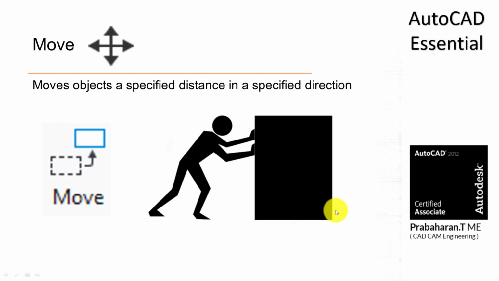We are going to move the objects you have drawn on the screen. It can be a circle, line, even a text, even a dimension, whatever you have on your screen, that can be moved from one place to another place or one point to another point. We are going to shift the entire diagram or part of the diagram from one place to another by the command called move.